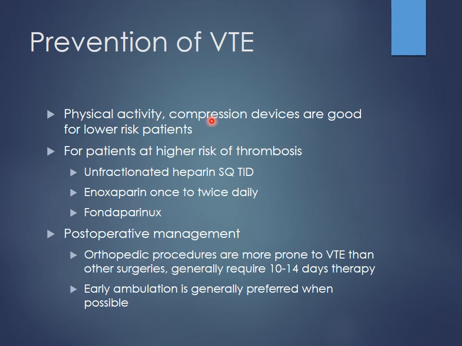So, like I mentioned, compression devices and physical activity are very good for helping these patients prevent the clots from happening in the first place. However, if they're at higher risk, or they cannot ambulate, especially if they had a trauma or something like that and could not use a sequential compression device, these are where our drugs are going to be very useful. So mainly we're going to focus on the heparin side of things.